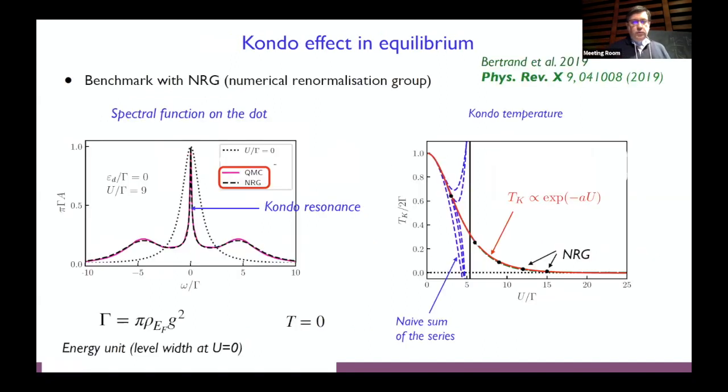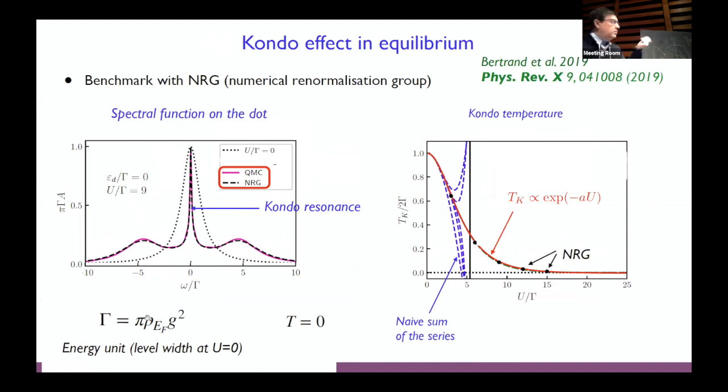So the first thing when you have a method, of course, is to benchmark it. So first, I want to show that indeed I can capture and describe the Kondo effect in equilibrium. To do that, you compare with a well-established technique, which is the numerical renormalization group, or NRG. And you can see here on the left the spectral function on the dot, in the particle-symmetric case, as a function of omega.